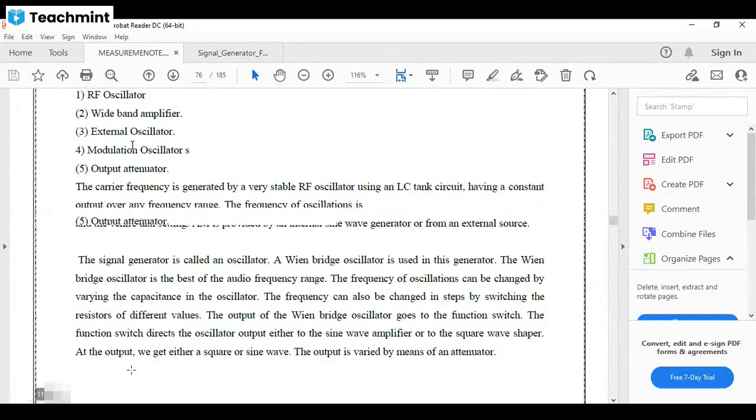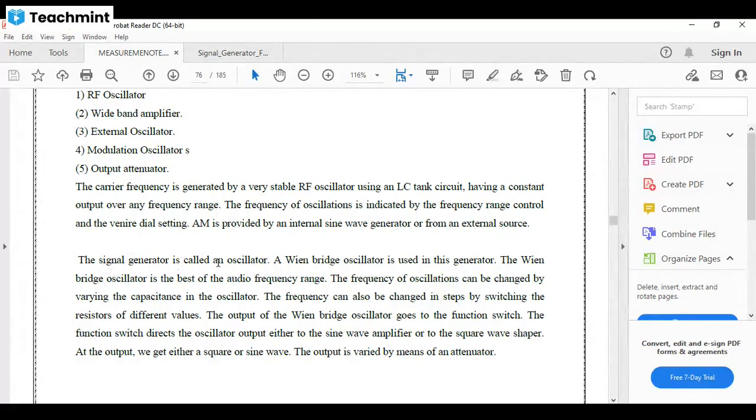So in the Owen bridge oscillator or the generalized signal generator, firstly the RF oscillator uses an LC tank circuit having a constant output voltage over any frequency range. Then the frequency of oscillation is indicated by the frequency range control and Vernier dial, or from the external source, meaning here the external source is the external oscillator.